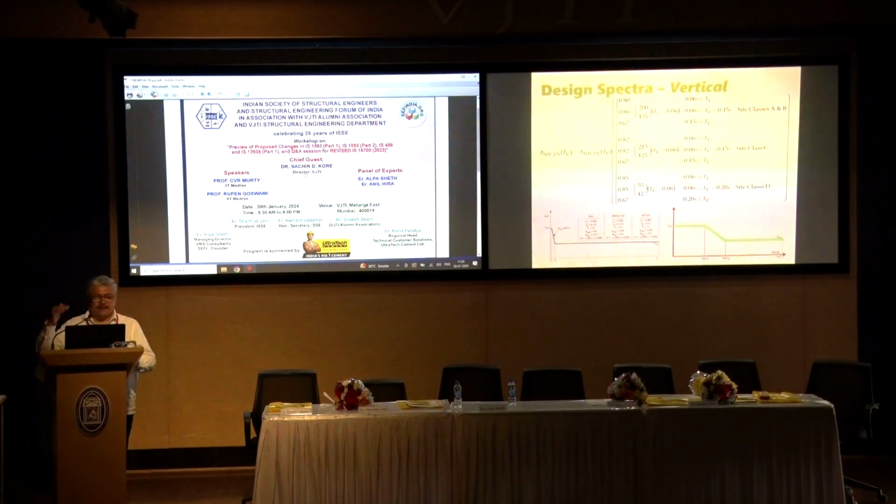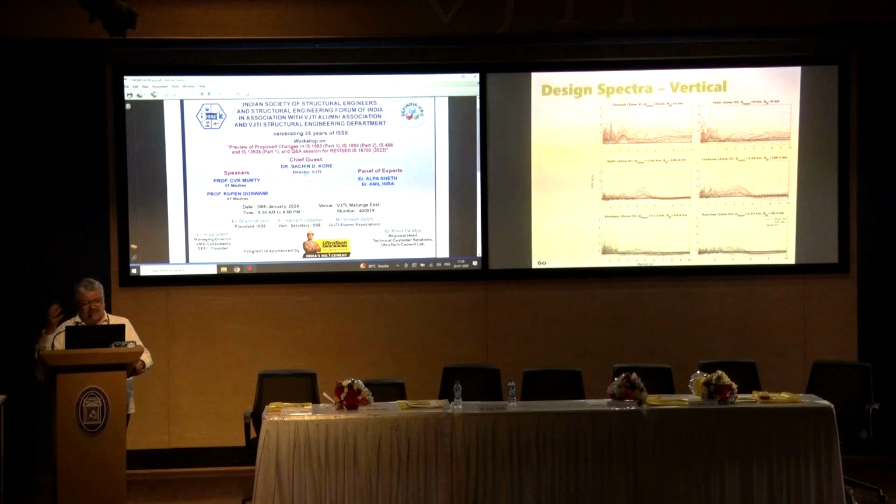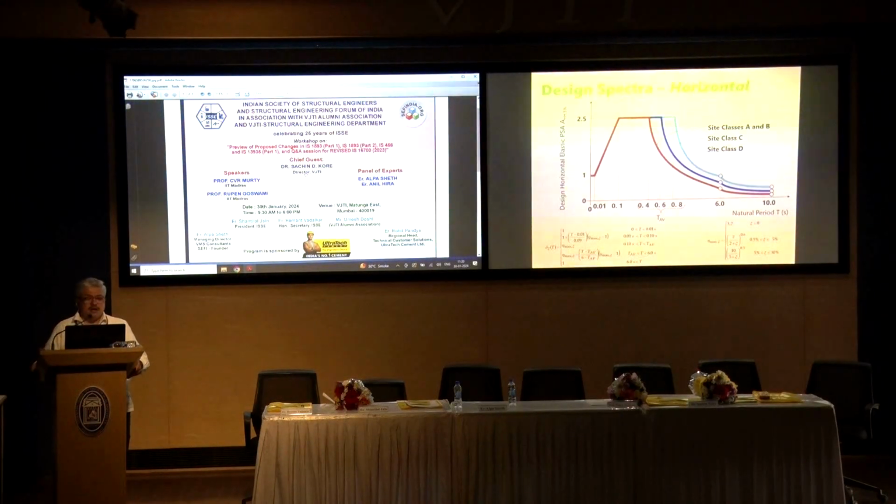So again, this is a new addition that we will find in 1893 part 1. Statistically, these were all tested for each of those 33 seismic zones. They were developed and so on and so forth. All the standard processes were followed. And so finally this is the horizontal ground acceleration spectrum that you will find.